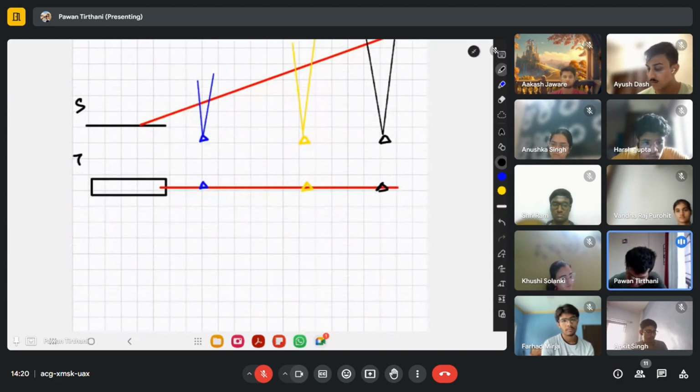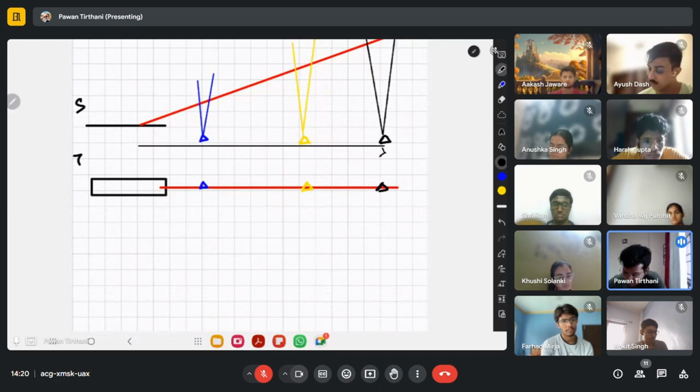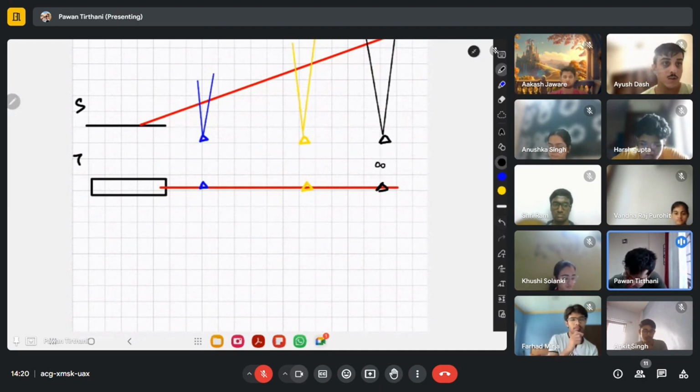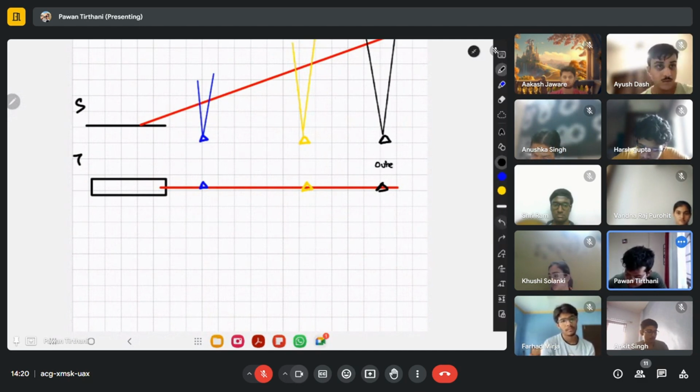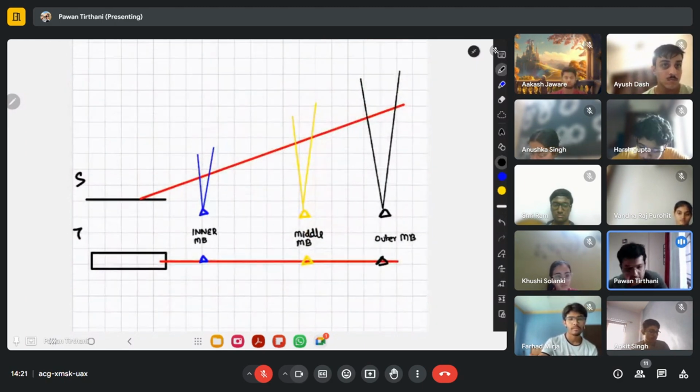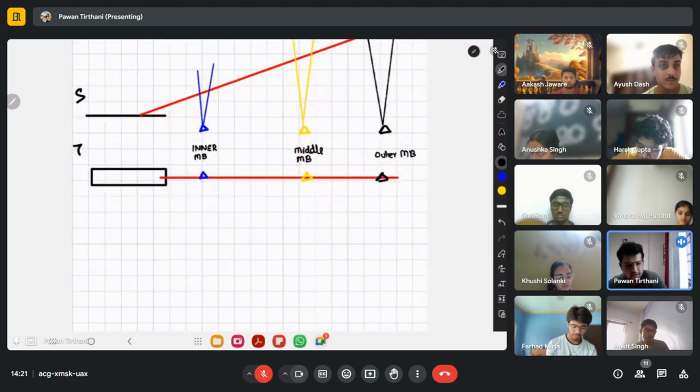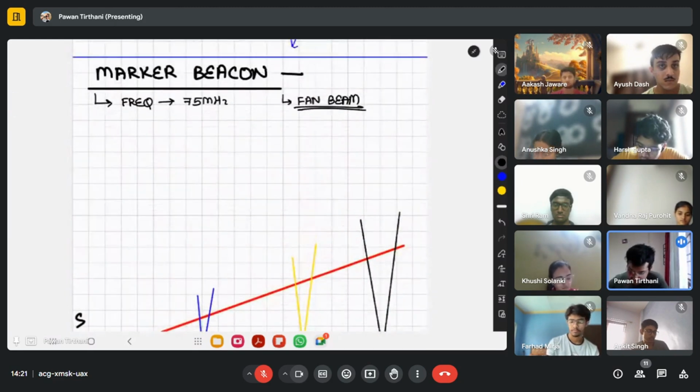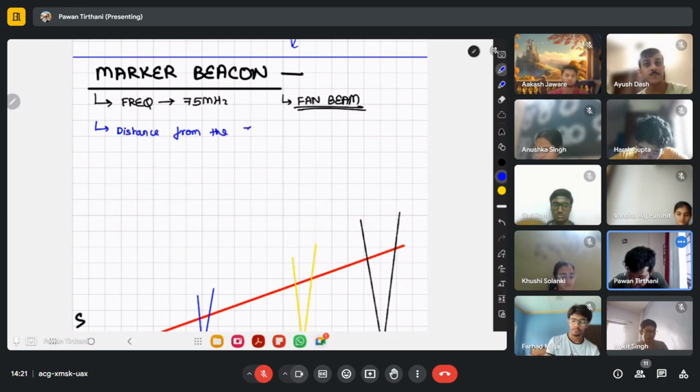For example, ये जो सबसे दूर वाला है ना, इसको हम लोग कहते हैं आउटर मार्कर बीकन, outer marker beacon. This is called the middle marker beacon. This is the inner marker beacon. आउटर वाला सबसे दूर है, मिडिल वाला बीच में, इनर वाला पास में, राइट? अब ये हमें क्या बताता है? दिस टेल्स मी माय डिस्टेंस फ्रॉम द थ्रेशोल्ड.